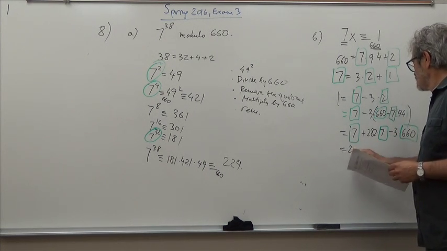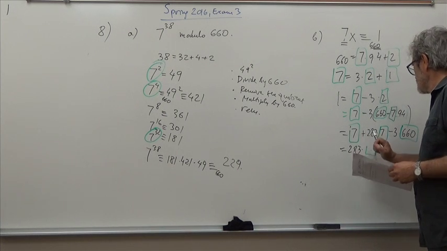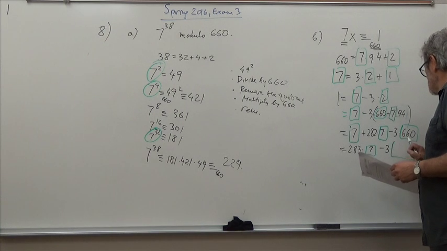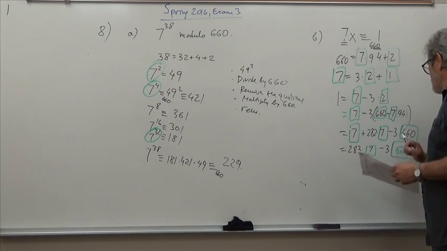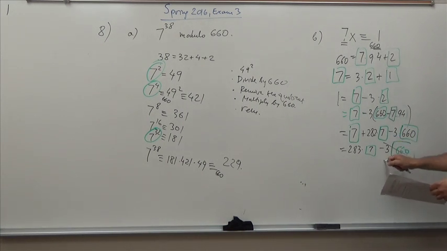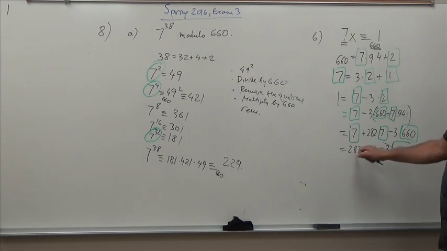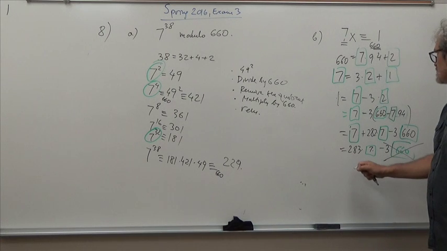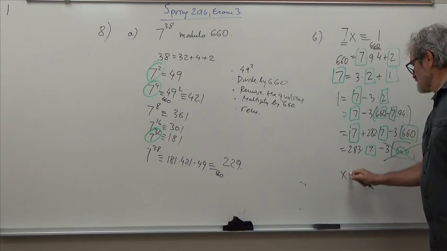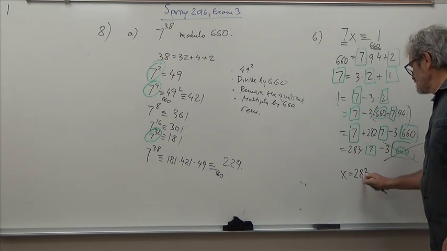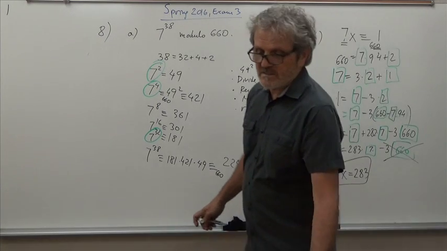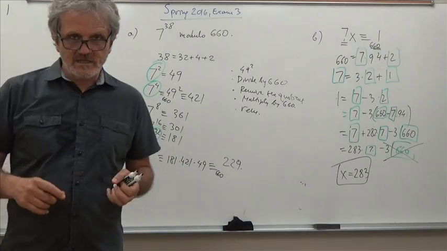So we get 283 times 7 minus 3 times 660. And then what? This is irrelevant because it's 0 modulo 660, so we get 283 times 7 is congruent with 1 modulo 660, so the answer is x is 283. And that was our exam number 3 last year.